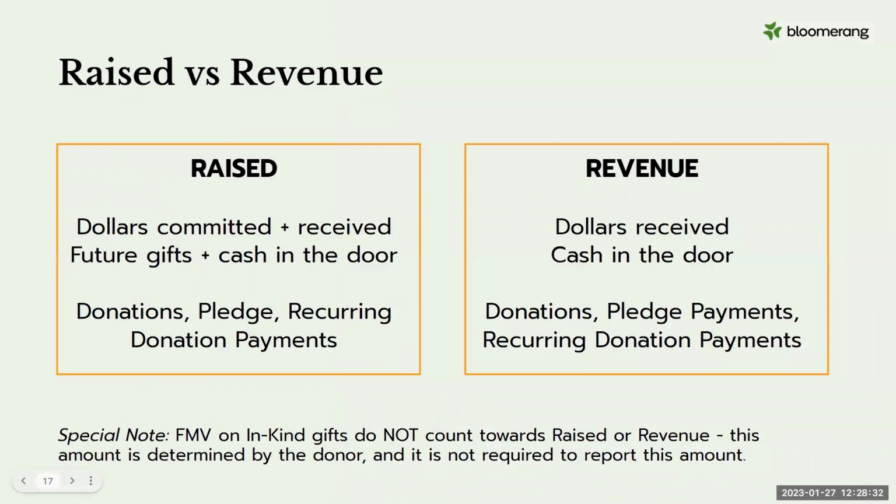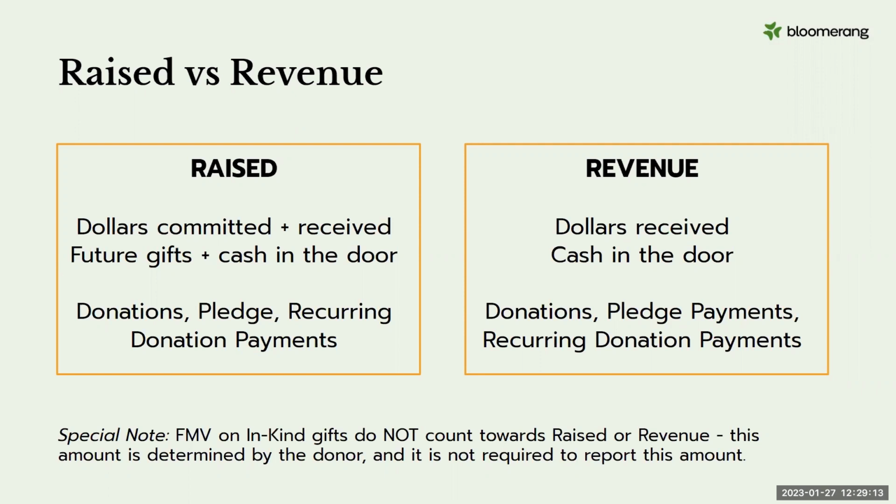The next thing I want to talk about is raised versus revenue. Raised are dollars committed plus dollars that have actually been received. So this is future gifts plus cash in the door. In terms of transaction types, this includes your donations, pledges, and recurring donation payments. Revenue is actual dollars received. This is cash already in the door. So this would be your donations, pledge payments, and recurring donation payments. The difference between the two here is whether you're counting the pledge or the pledge payment.